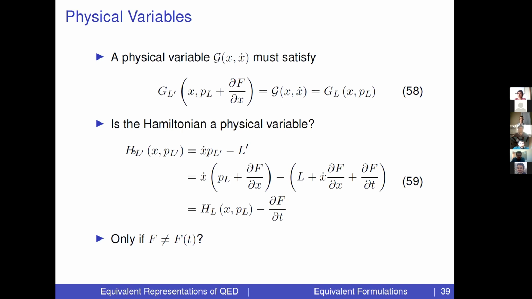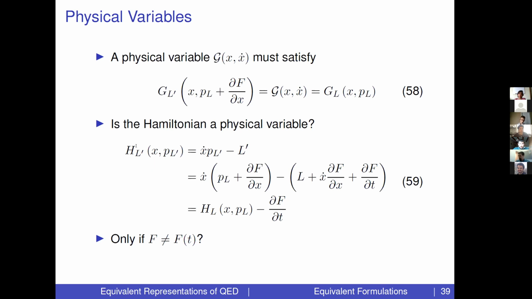Now we can apply this definition to our Hamiltonian. So we want to see if the Hamiltonian in the new description with the new canonical variable is the same as in the old. So we just have the usual Legendre transformation. You write it all in the old Lagrangian. And what we find is that it is equal to the old one, but we now have a correction term. So only if this correction term is not time dependent are both Hamiltonians the same.